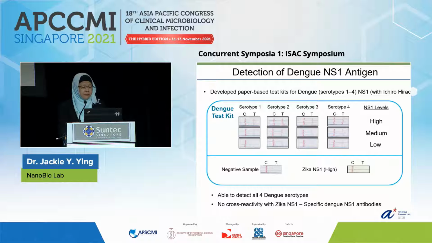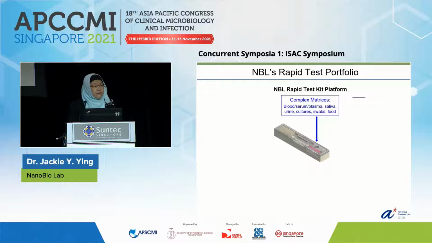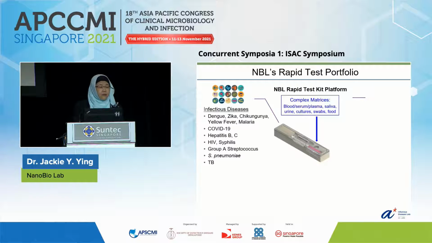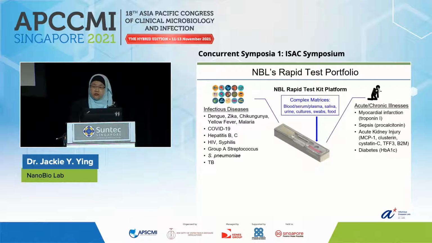Okay? With this, we have basically a very nice rapid test portfolio, which allow us to look at a variety of different matrices. And we looked at a variety of infectious diseases. Beside the mosquito-borne diseases, we looked at COVID-19 more recently, and also hepatitis, HIV, syphilis, etc. Okay? We also use this technology to look at acute chronic illnesses. In particular, very recently, we have been working with Heng at NUH on the acute kidney injury.